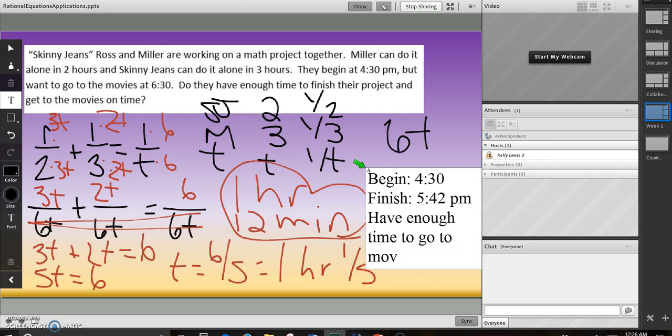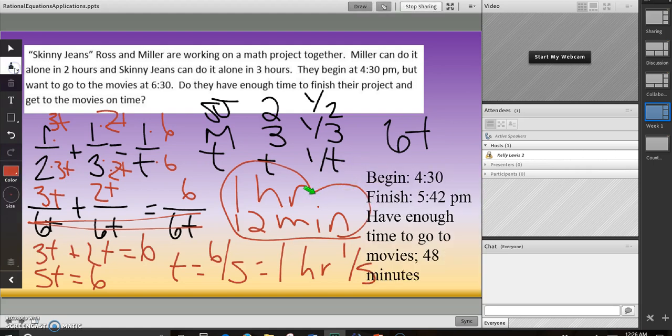From 5:42 to 6:00 is 18 minutes, and 6 to 6:30 is 30 more, so we have 48 minutes left over. To get that 48 minutes, I just did 6:30 minus 5:42. So it takes 1 hour and 12 minutes. They finish at 5:42 and they do have enough time. They have 48 minutes to spare.